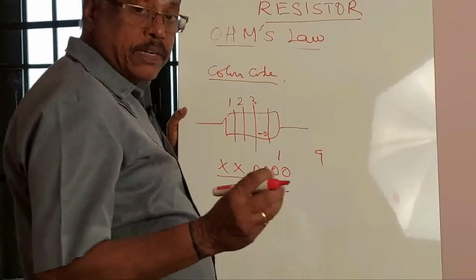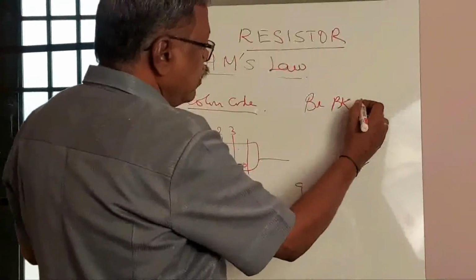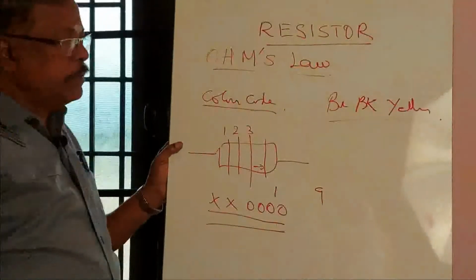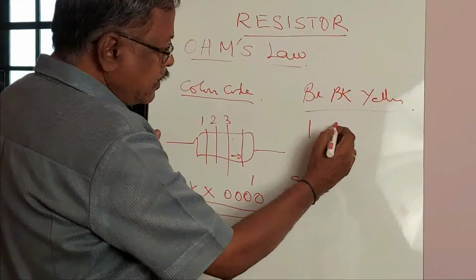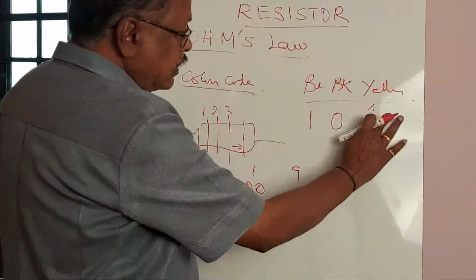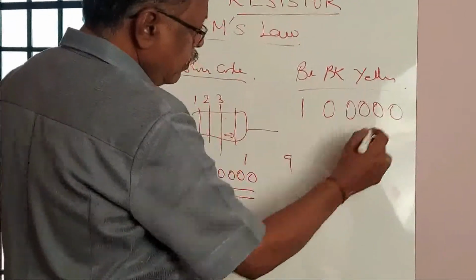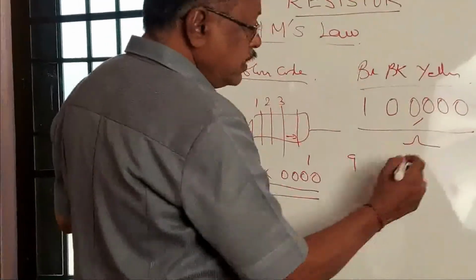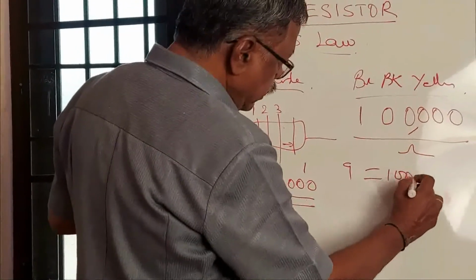For a sample resistor, let it be brown, black and yellow. These are three colors. Brown represents 1, black represents 0, and yellow represents 4. This 4 means 4 zeros are to be added. Therefore, the actual value is 100,000 ohms, which is equivalent to 100K.